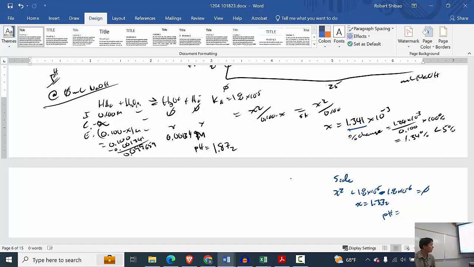Let me do that again. Negative log of 1.332 times 10 to the negative 3.87. Did you guys screw that up? It should be 2.872, I think. It should be 2.875.